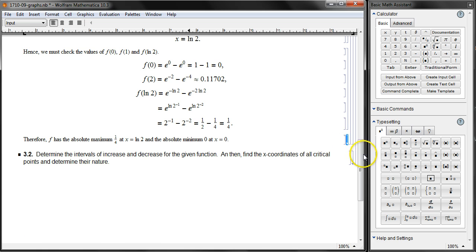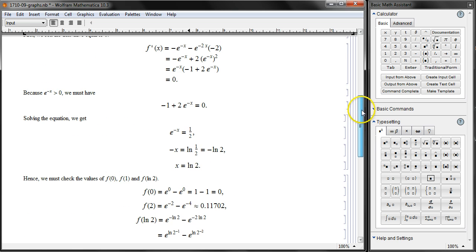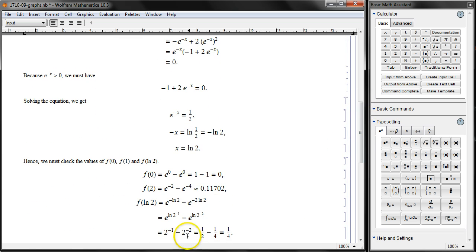That's a graph. This is just a verification using calculator. x equal to 0, x equal to 2, x equals log of 2. Just using calculator, no big deal.